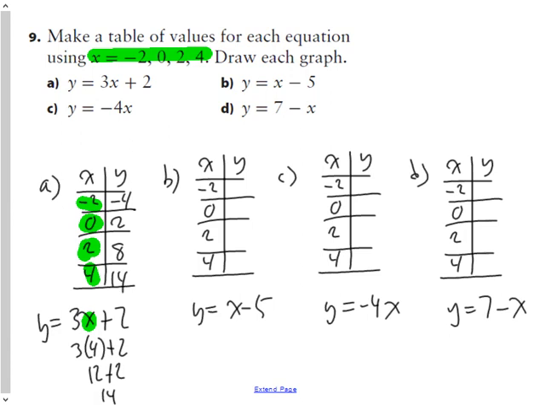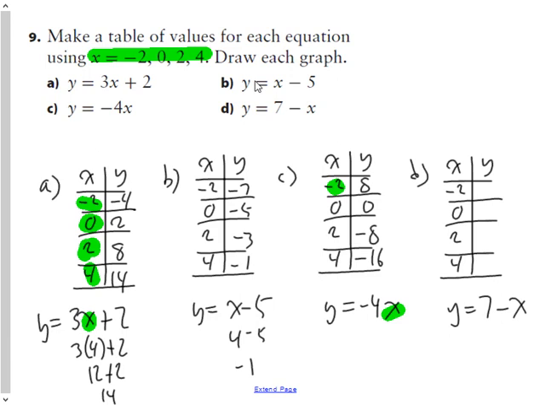In the second equation, I'm simply going to substitute again: -2 take away 5, which is -7. 0 take away 5, which is -5. 2 take away 5, which is -3. And 4 take away 5, which is -1. Here, -4 multiplied by the first x value, which is -2. So -4 times -2 is 8, which goes here, times 0, which is 0, times 2 is -8, which is there, and -16.